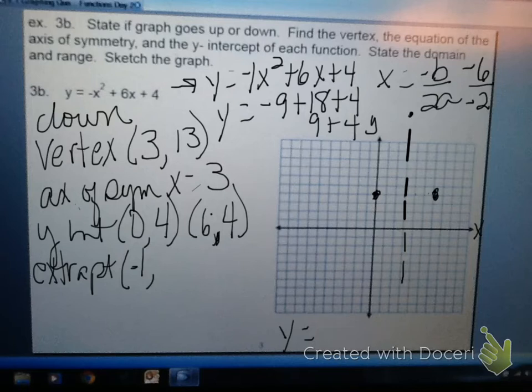Okay, I made an error here. I'm going to plug in negative 1. Negative 1 squared is a positive 1 times a negative 1 is a negative 1. Plus 6 times a negative 1 is a negative 6, plus 4. So negative 1 and a negative 6 is a negative 7, plus 4 is a negative 3. And then I went 4 to the left, so I need to go 1, 2, 3, 4 to the right. So the ordered pair is (7, -3).